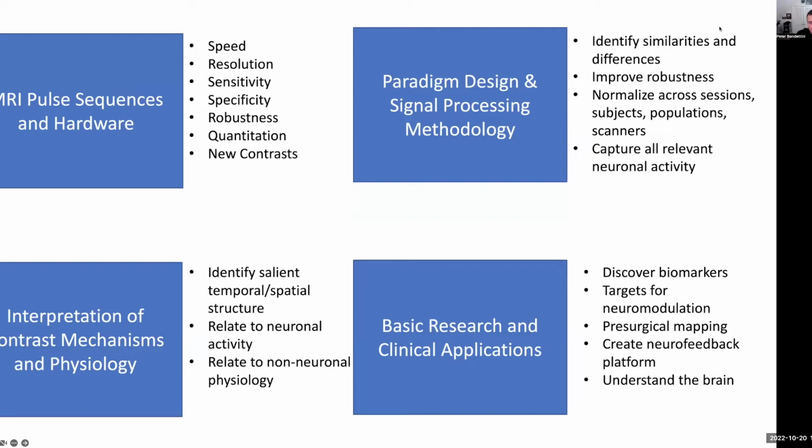It's obviously still ongoing. Interpretation of contrast mechanisms in physiology, we really just want to identify the salient temporal and spatial structure of the hemodynamic response. We want to relate this as well as possible to neural activity and also to non-neuronal physiology. There's a lot of physiologic information there that we can look at. And of course, the basic research, we'd love to discover biomarkers. We're still not there yet.